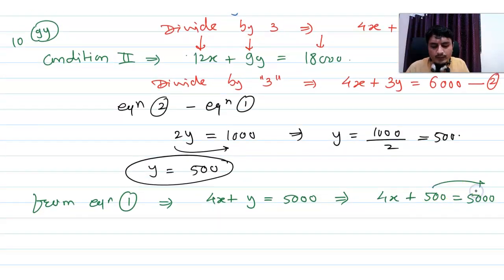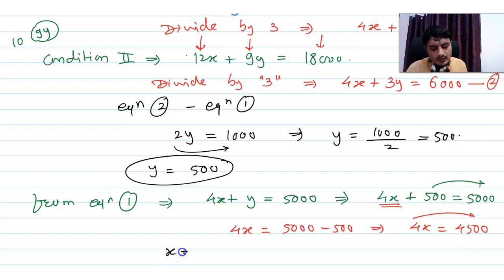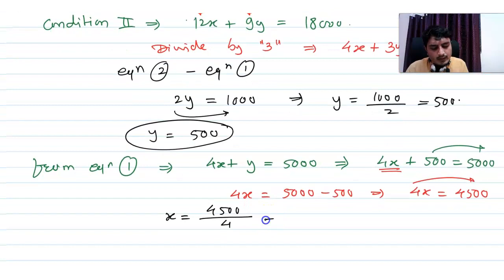Shift that 500 from LHS to RHS to evaluate 4x. So 4x is equal to 5,000 minus 500, we are getting 4,500. Now to evaluate the value of x, shift the 4 from LHS to RHS. 4 is the multiplier, after shifting it becomes a divisor to 4,500. Now 4 1s are 4, again 4 1s are 4, 4 2s are 8, 4 5s are 20.